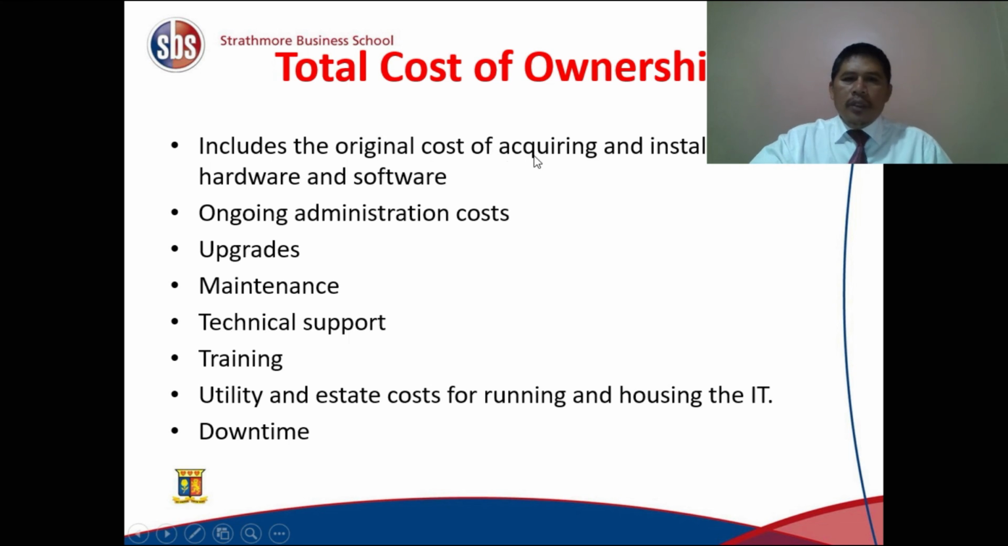That can include the original cost of acquiring and installing the hardware and the software, and then ongoing administration costs. We need to budget also for upgrades, maintenance, technical support, training, and utility and estate costs for running and housing IT. If we are to buy our own data center and our servers, they have to be air conditioned and well protected. And then, of course, we also have to allocate budget for downtime.